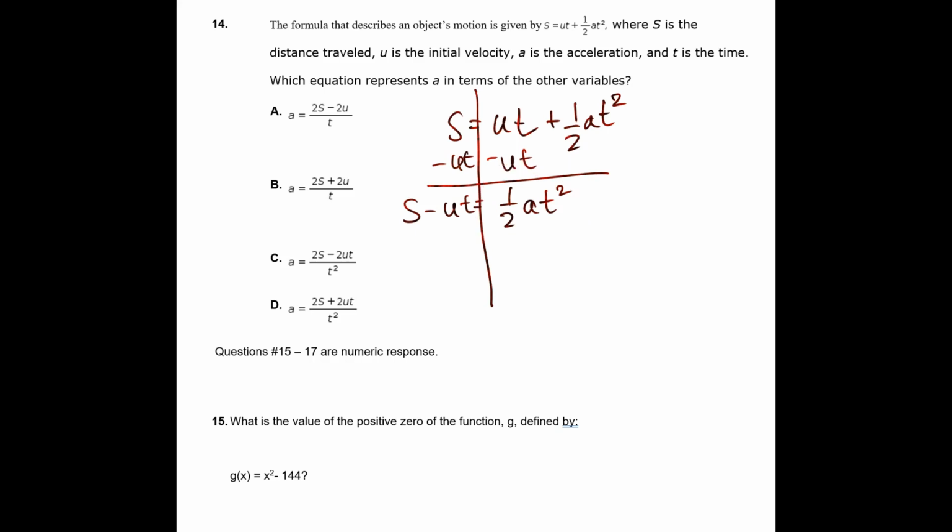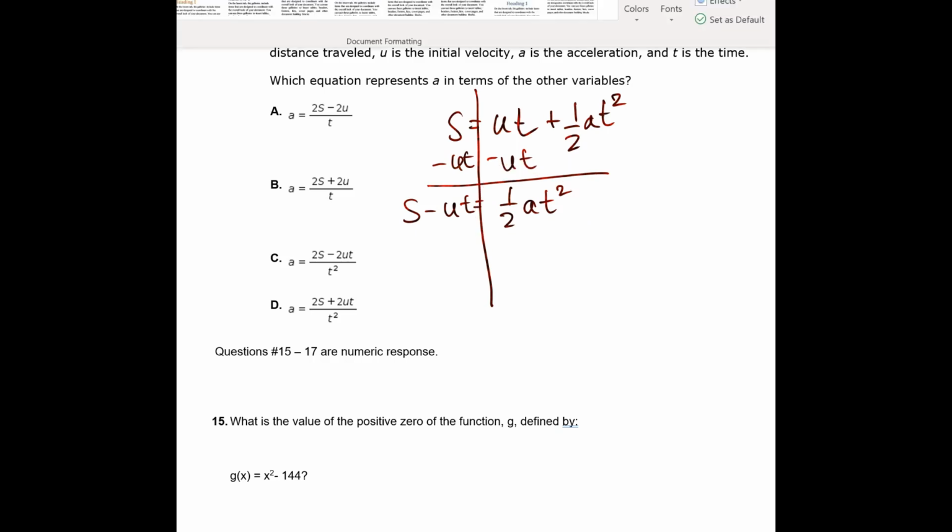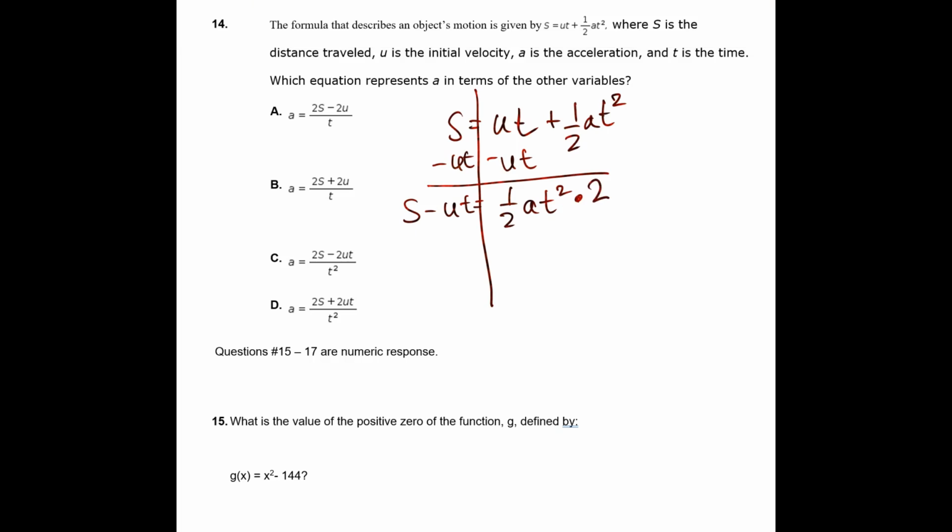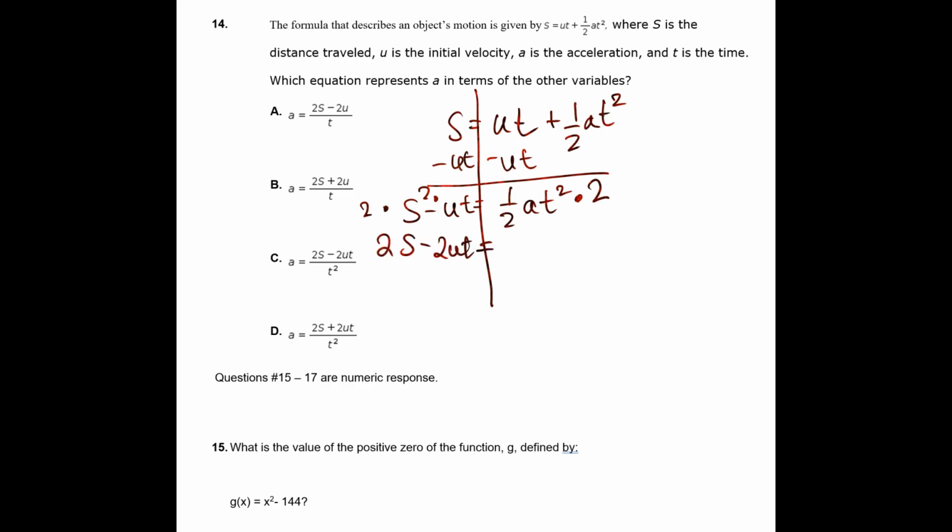This is all one term, people. So when I multiply this by 2, all of this is being multiplied by 2. If I multiply everything by 2, I'm going to multiply this by 2, then I have to multiply that by 2, and I have to multiply that by 2. So I get 2S minus 2UT is equal to 1/2 of 2, which is 1, so that gives me AT squared. I know it looks weird, but I'm really saying 1/2 times 2 times AT squared. That's 1, so you end up with AT squared.